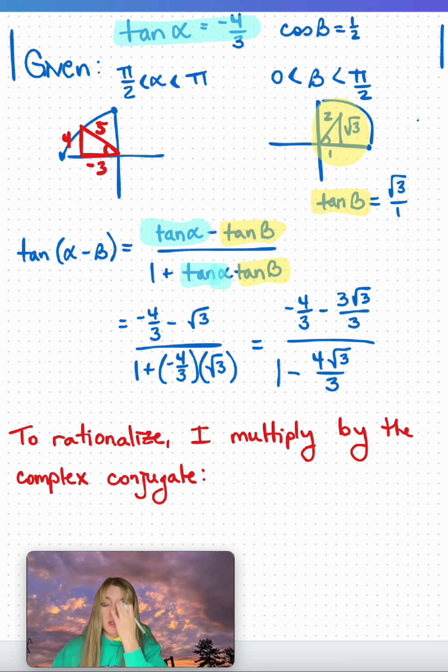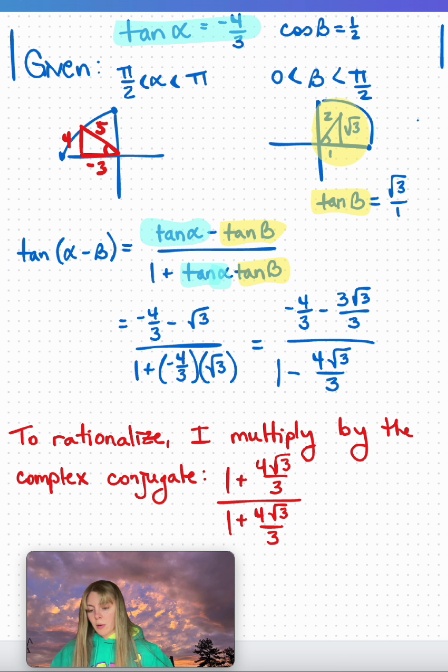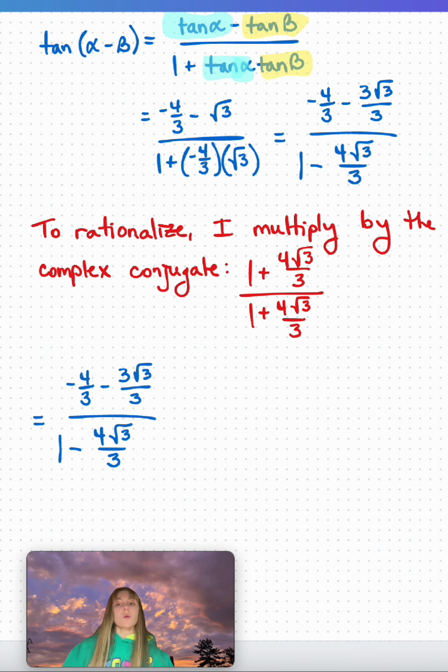Okay, so to rationalize, I'm going to multiply by the complex conjugate. I'm going to multiply by a form of 1, so I'm going to have something in the numerator divided by itself. I want to get rid of the radical in the denominator. I don't really care about what happens to the numerator. We have a difference here in the denominator. So instead of 1 minus, I'm going to do 1 plus 4√3 over 3 all over itself, 1 plus 4√3 over 3. I'm going to rewrite where we were, the step we were at, and I'm going to put it next to the complex conjugate. We were here.